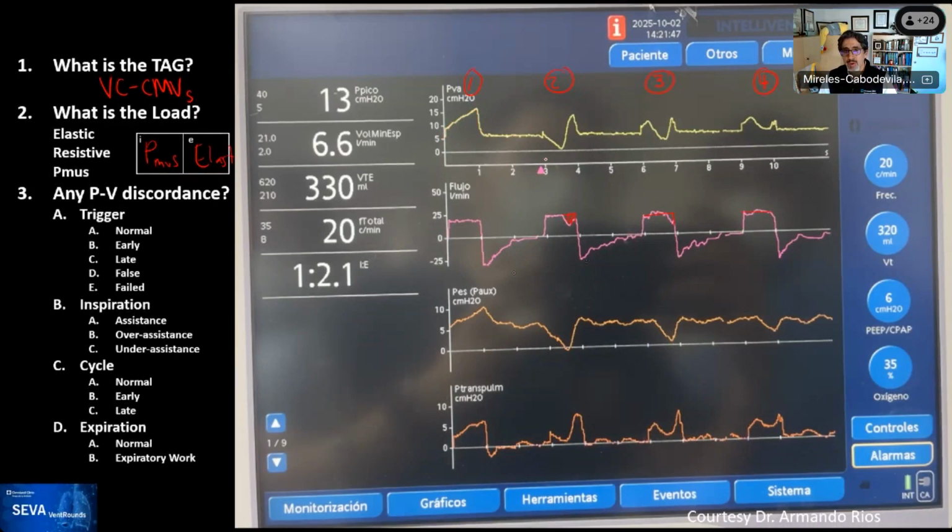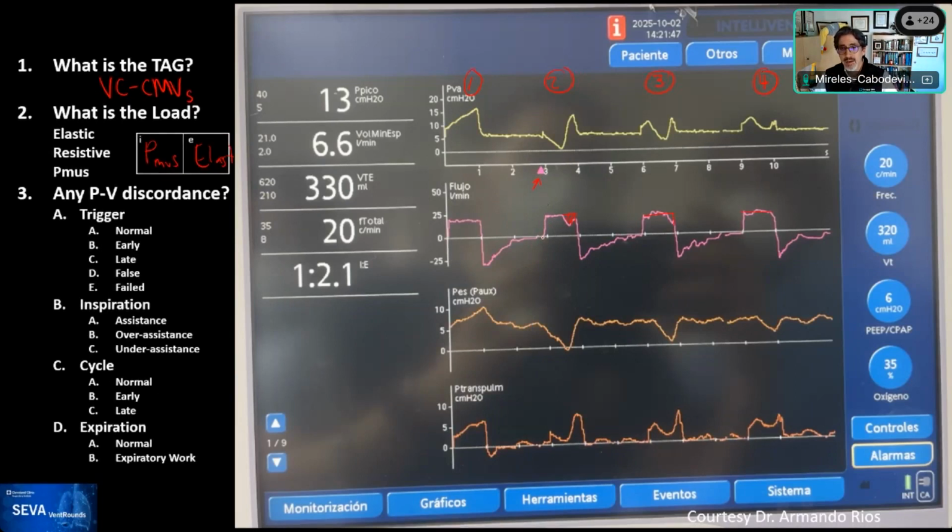And then we have our marker for the patient triggering. You can see it right there. Right there. That's the ventilator saying that the patient triggered. And it's pink, which says that it's a flow trigger breath.